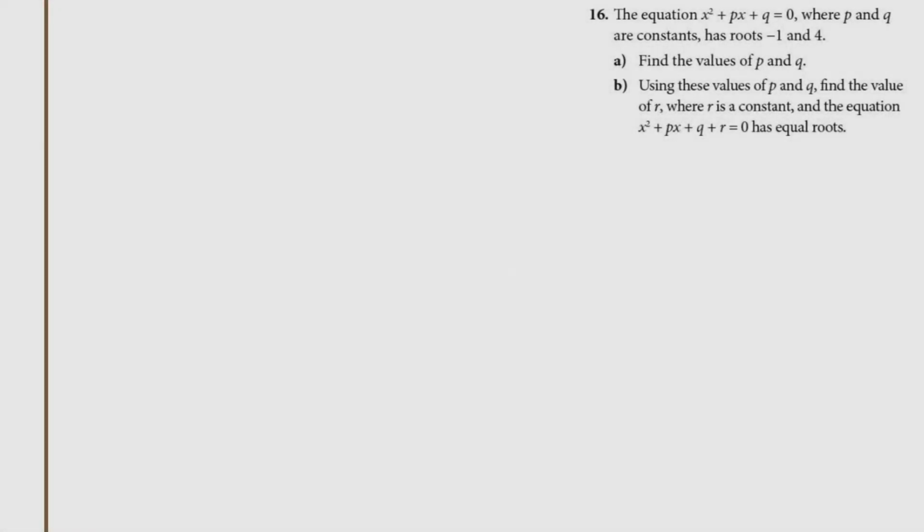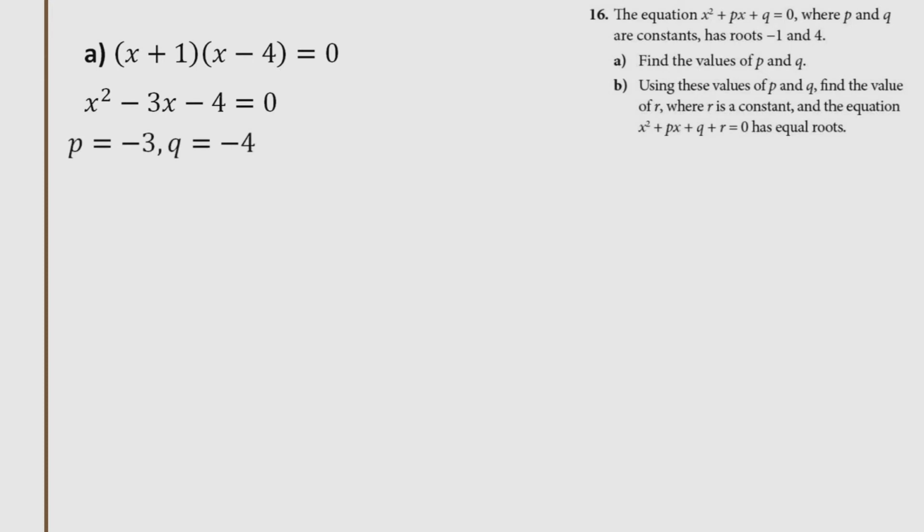Now the quadratic equation has roots negative 1 and 4, so we can make it like that: x plus 1 multiplied by x minus 4, so that the roots are x equal to negative 1, or x equal to 4. Now we are going to expand it, so x squared minus 3x minus 4 is equal to 0. And now we are going to compare this with the equation that they show us. So in the end, p is equal to negative 3 and q is equal to negative 4.